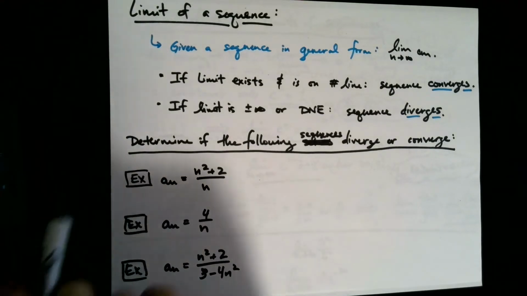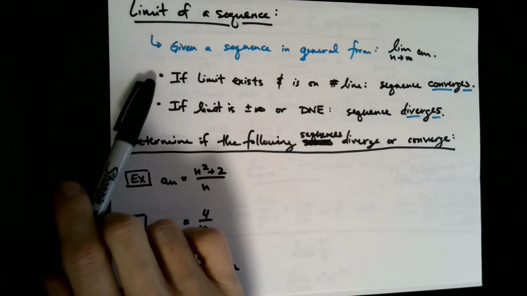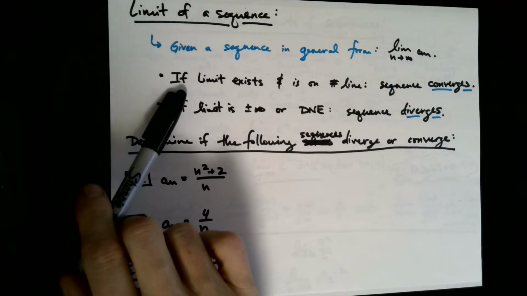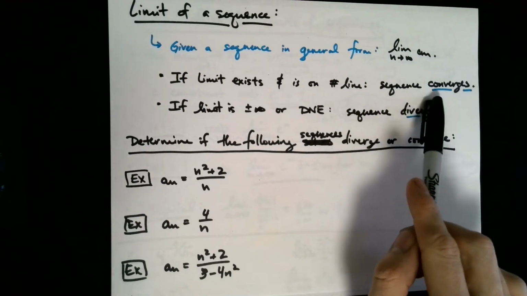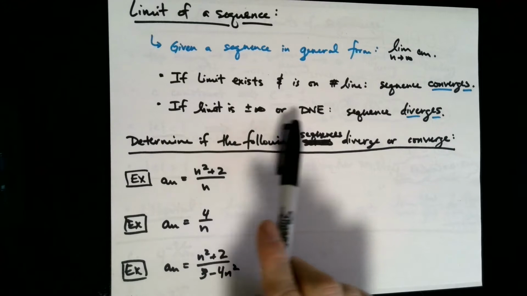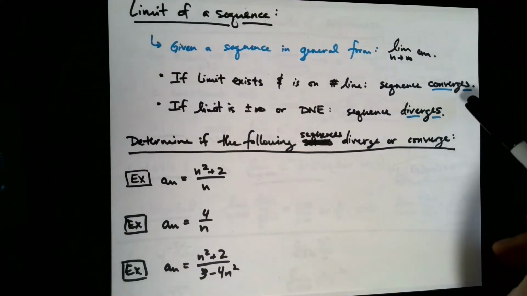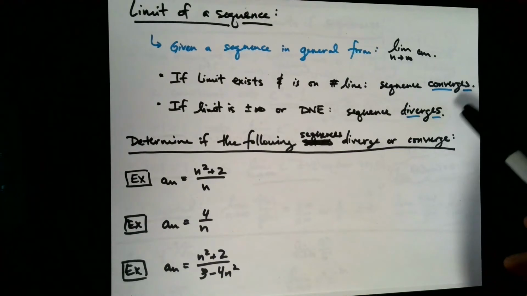Now, to bring this into Calc 2 language, when you compute a limit, you know sometimes the limit exists and is a number on the number line. Well, if your limit both exists and is a number on the number line, we say that such a sequence converges. On the other hand, should the limit be plus or minus infinity or not exist, we say such a sequence would diverge. Note, by the way, this notion of convergence and divergence coincides precisely with our notion of convergence and divergence when we were talking about improper integrals.